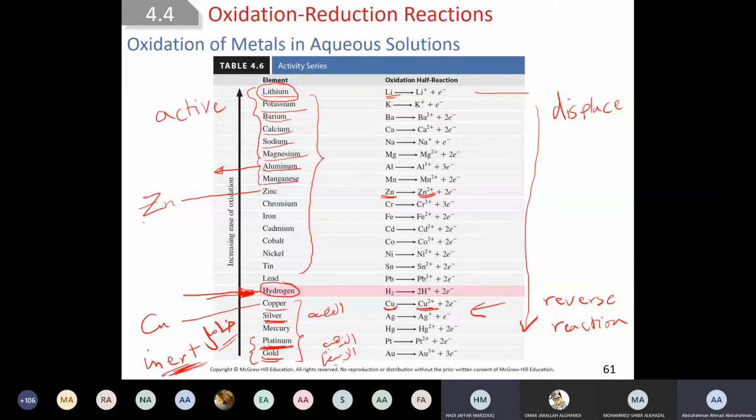All right. How about if I put lead with hydrogen? What do you think will happen? Lead will also displace hydrogen. It will displace, but very, very slowly, or maybe it will not displace. Why?